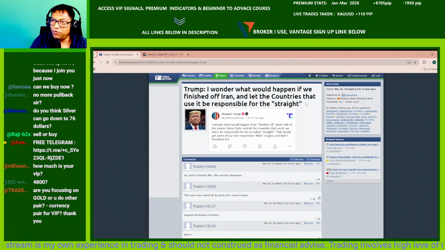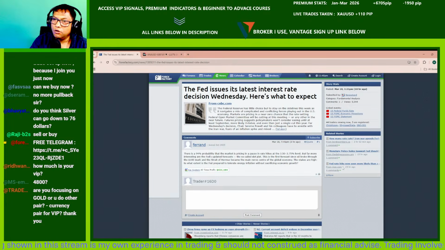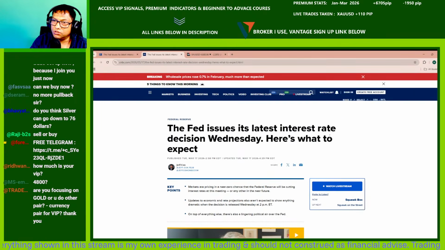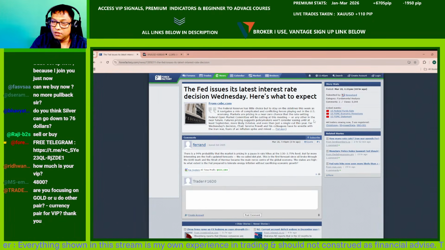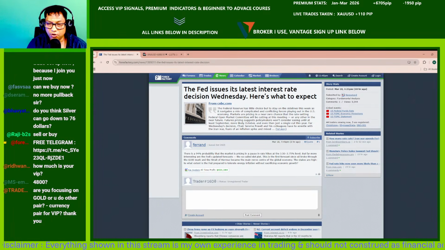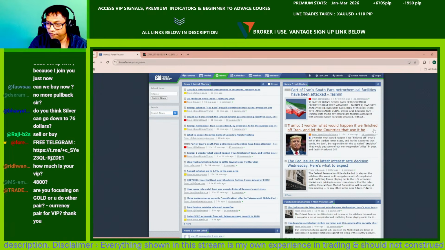Some of the news also: the Fed issues its latest interest rate decision Wednesday. Here's what to expect. I was also looking at this one. There might not be any kind of change at this meeting. There might not be a cut coming, but there might be an indication of a future rate cut coming up with the Fed.